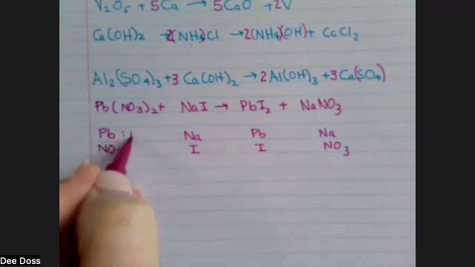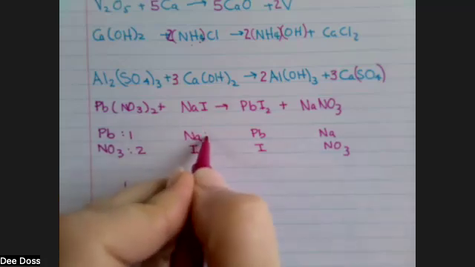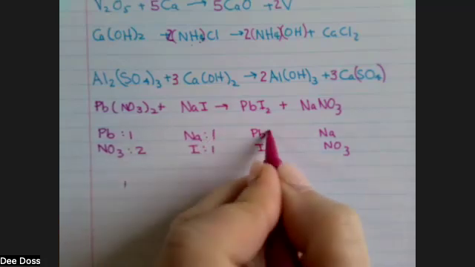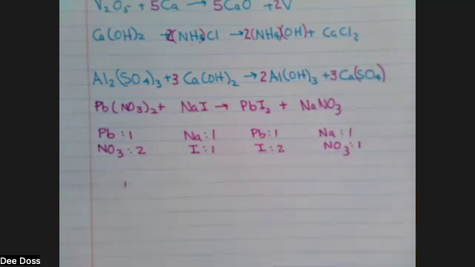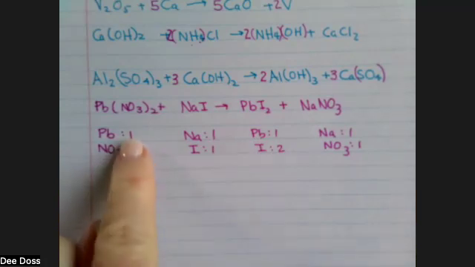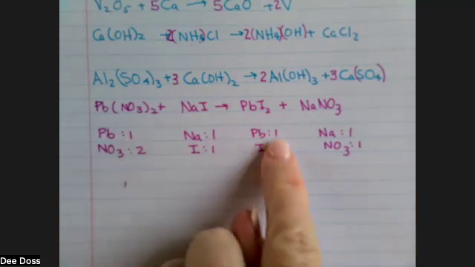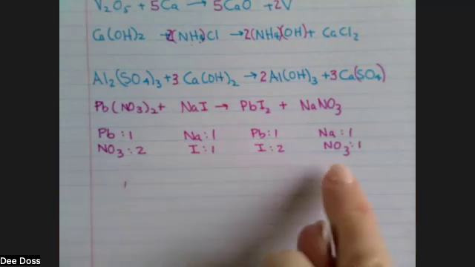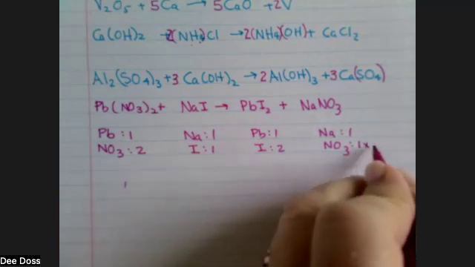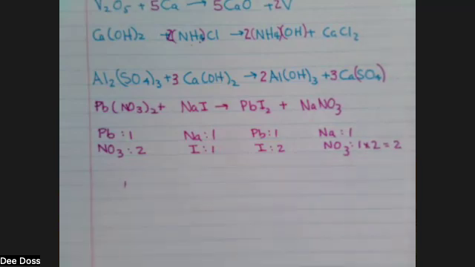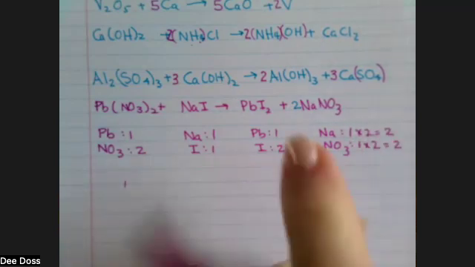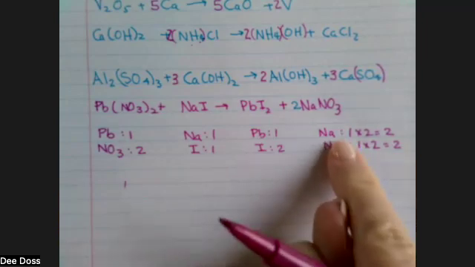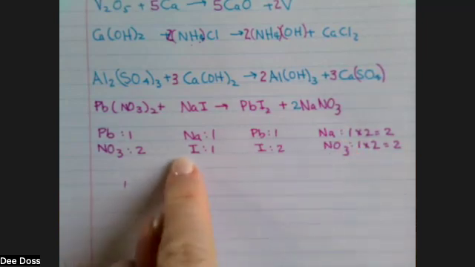So I have one Pb, two Na's, one Na, one I, one Pb, two I's, one Na, one NO3. Then they look at it this way and say, okay, I have one Pb, I have one Pb, that's balanced. I have two NO3s, I have one NO3, so I have to multiply that by 2 to get 2. So then I'm going to put a 2 here. Since I multiplied that by 2, I have to multiply this by 2, and I'll have 2. So now I know how many of these I have. All right, so then I go to my Na.